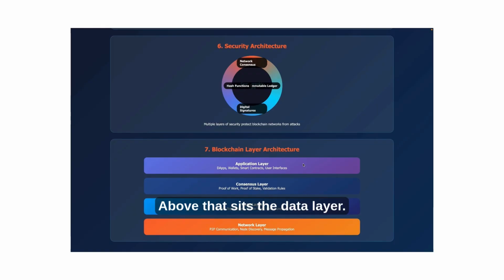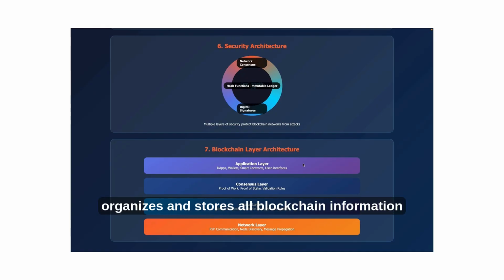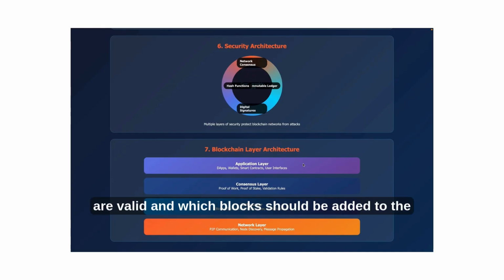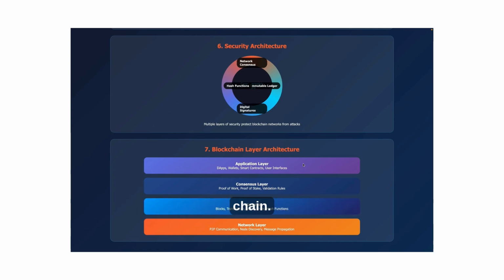Above that sits the data layer. This is where blocks, transactions, and cryptographic hashes live. Think of it as the filing system that organizes and stores all blockchain information in a tamper-proof format. The consensus layer handles the democratic process. It contains the rules and mechanisms that help the network agree on which transactions are valid and which blocks should be added to the chain.